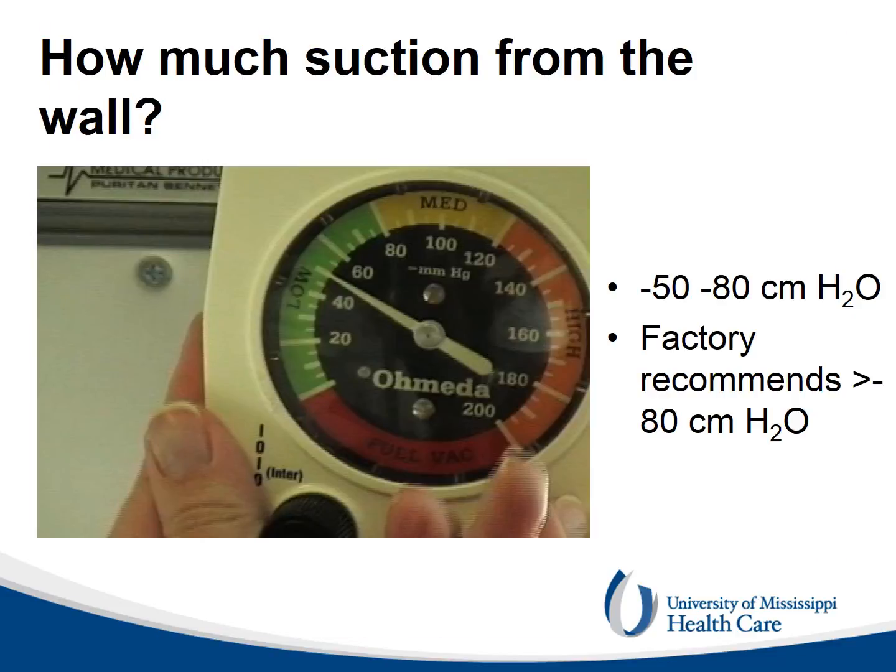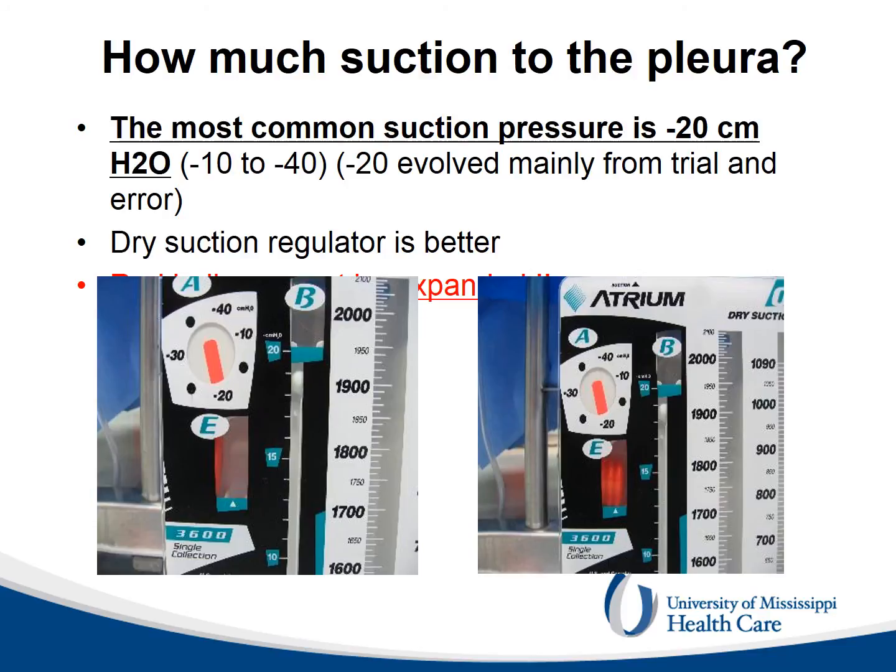There is a need for suction, usually from the wall. The factory recommends suction in excess of minus 80 mm of mercury. The factory preselects the CDU suction regulator dial to minus 20 cm of water. This is the most common setting and came from trial and error. The only indication that there is enough suction in the CDU is the expansion of the red bellows, as indicated on the right. The bellows must reach and pass the white triangle mark.